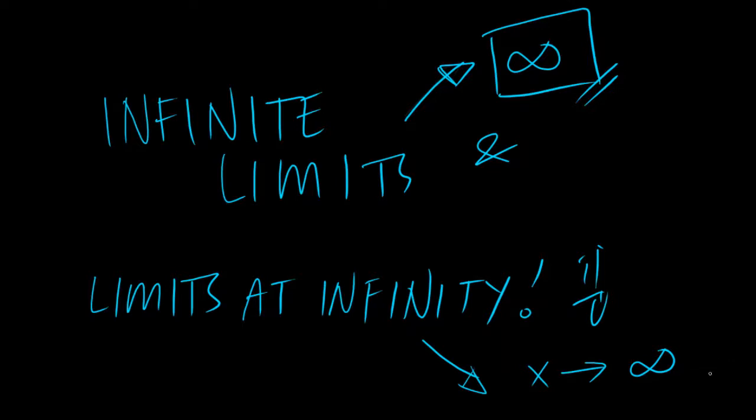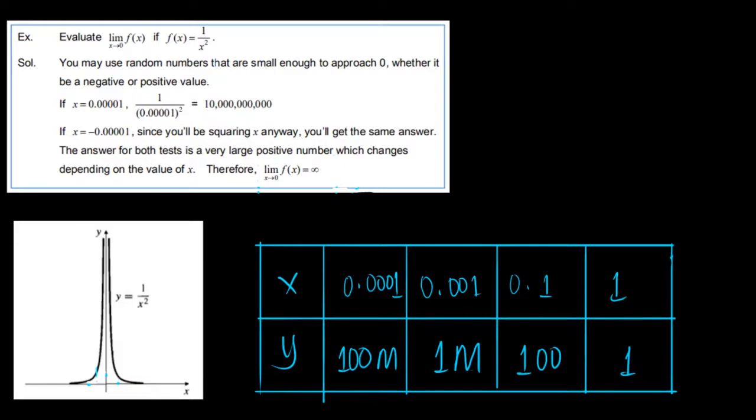So let's have examples to show you what they are and how to detect them. One example is in your module. Evaluate the limit of 1 over x squared as x approaches 0. Now, most infinite limits are going to be fractions. You'll observe that. And at this time, guys, let's go back to our table, which has decimal places.